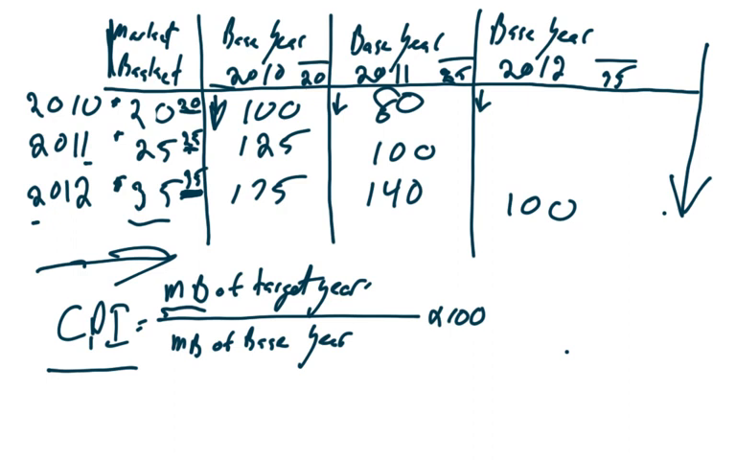In this case, we're going to be looking for 2010 with a base year of 2012. So it's going to be 20 divided by 35, and that's going to give me 0.57. Multiply that times 100, I get 57. All right, now for 2011, it's going to be 25 because that's my market basket for 2011, divided by 35 because that's the base year we're working with. That's the numerator, right? The numerator, denominator. That's going to give me 0.71. Multiply times 100, it'll be 71.